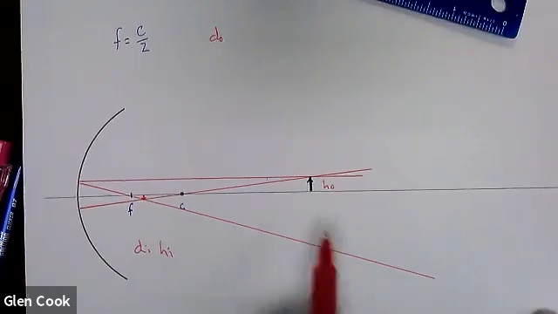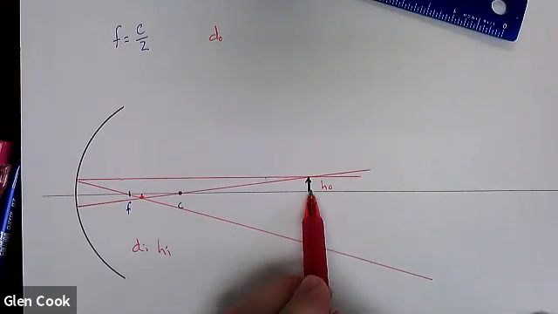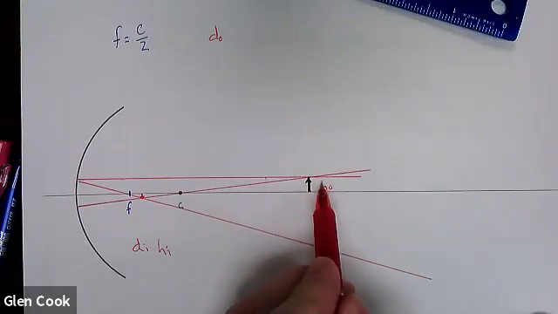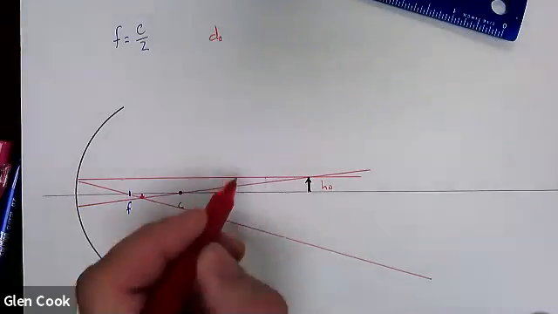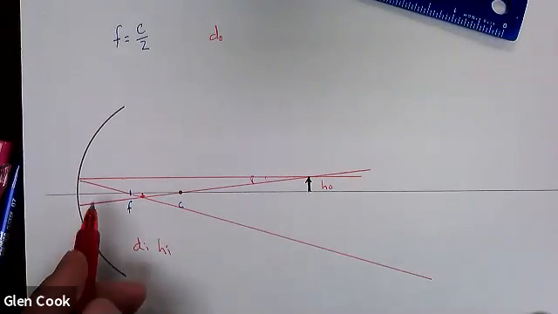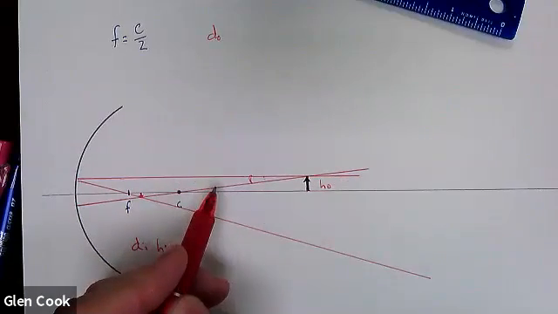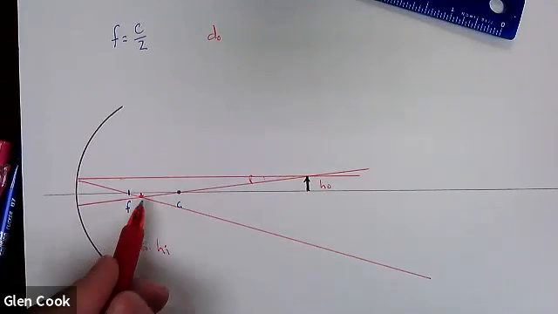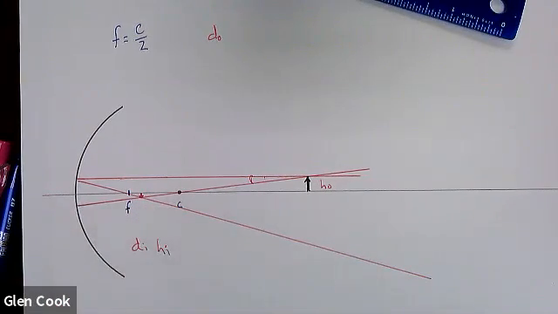Now let's talk about what happens if I take this object and slide it towards C. What's going to happen is that the angle between these two, as I move in further and further to the left, this angle is going to get bigger and bigger and bigger, right? And as that angle gets bigger, this crossing point will back up and get further away from the principal axis.